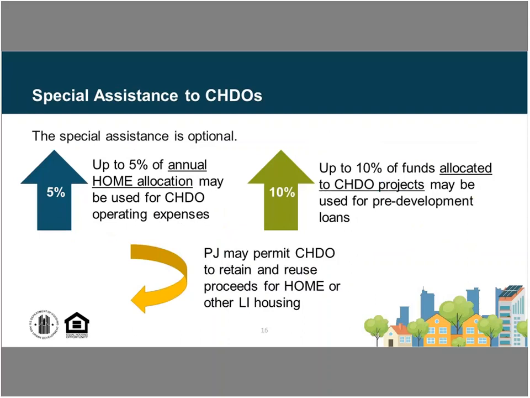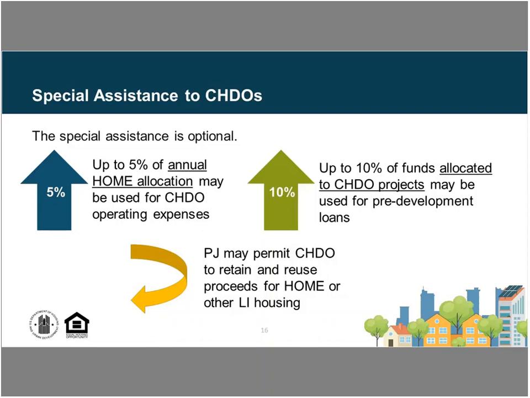Then the last thing that I mentioned as an anchor is that there are some special forms of assistance that PJs can choose to give CHDOs that other developers and recipients of funds are not eligible for. Those include up to 5% of the annual allocation may be used for CHDO operating expenses. The current COVID waiver allows that to be actually doubled up to 10%, but only through June 30th of this year.